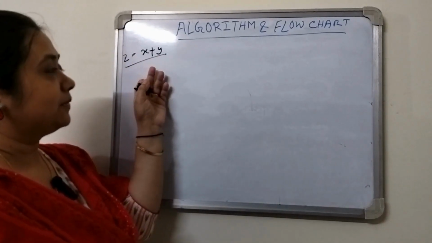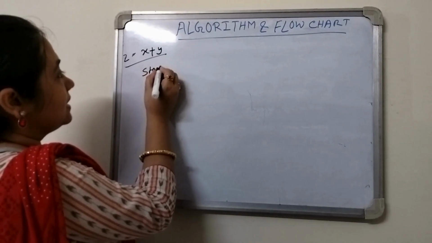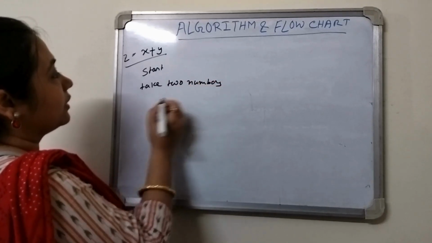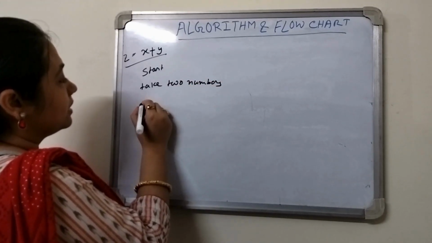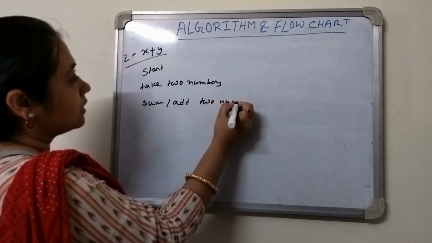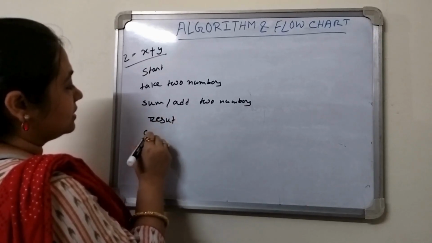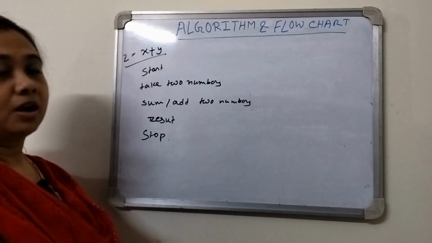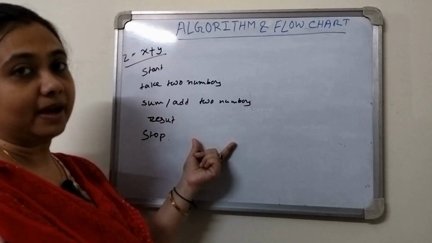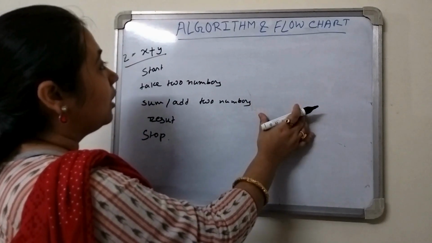Or we can say that if we want to add two numbers, what will be the algorithm in short? Start, take two numbers, next sum or add two numbers, result, then stop. So this is the algorithm. If we represent this algorithm in a pictorial manner, this is known as the flowchart. So what are the pictorial symbols of the flowchart?